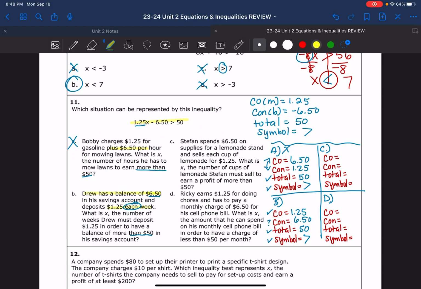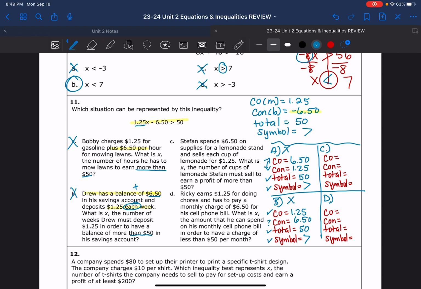It says Drew has a balance of $6.50. If he has a balance, if you have money in your savings account, I want you to think about, do you have money? Are you earning money? Do you have a positive amount of money, or do you have a negative amount of money? Well, I know that if I have money in my savings account, I have a positive amount of money. Okay, so this is positive. We need a negative 6.50, so it cannot be B.